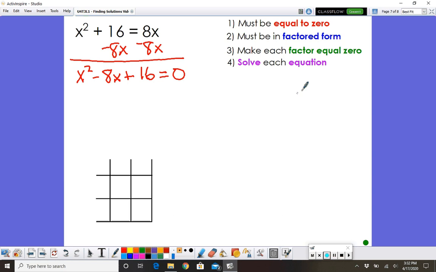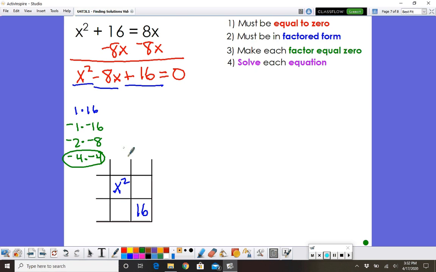Time for us to factor. Our x squared is going to go here. Our 16 is going to go down here. So I'm looking for factors of 16 that add up to this negative 8. So remember, in order to get a negative middle term and a positive outer term, we're talking about 2 negative factors. So negative 1 times negative 16, negative 2 times negative 8, negative 4 times negative 4. Okay, so negative 4 and negative 4, when I add them together, gives me this negative 8.